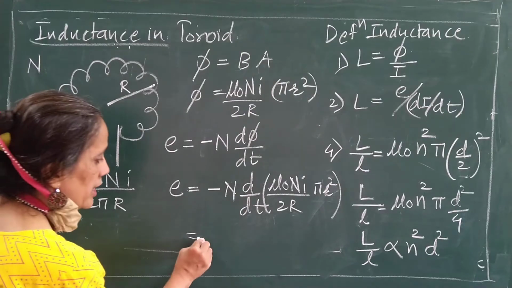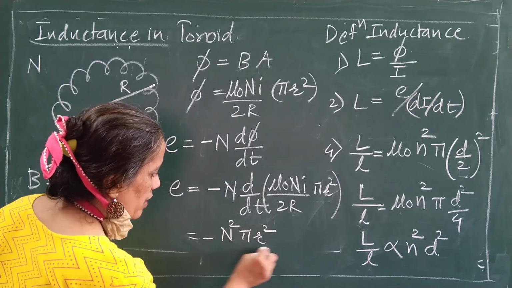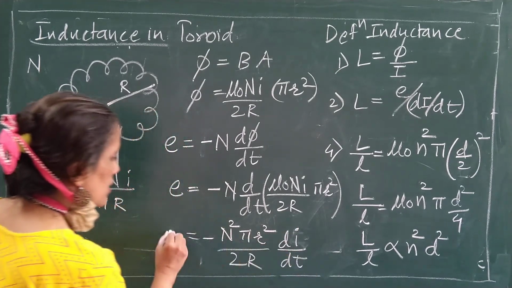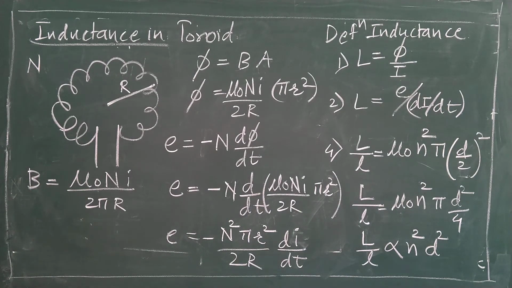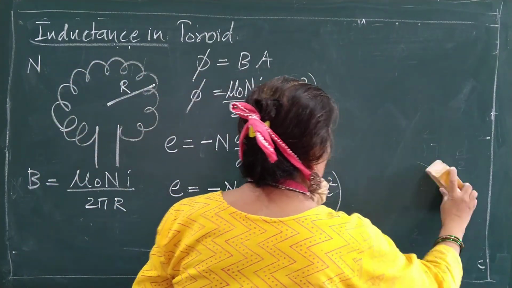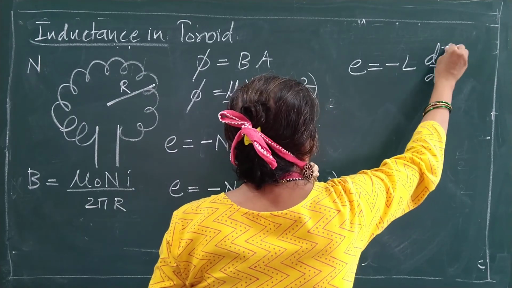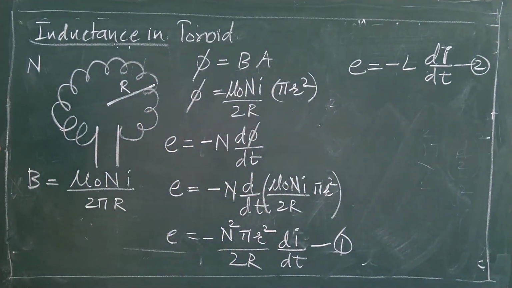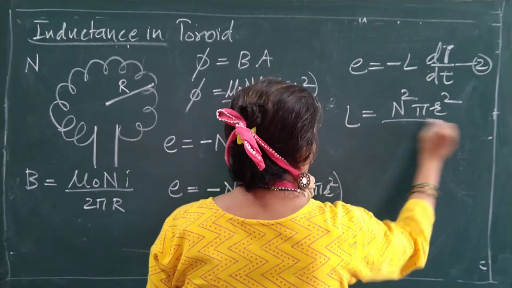Now once you have done that, what do I write? Minus N into N becomes N square, then pi small r square upon 2 pi R, and here I am getting di by dt. This is nothing but your EMF. Now this EMF equation I can compare with the inductance equation. In Lenz's law we have studied that the EMF can be written as E is equal to minus L di by dt. So if I compare both equations, what am I getting? L is equal to N square pi r square upon 2 pi R, with mu 0 remaining.